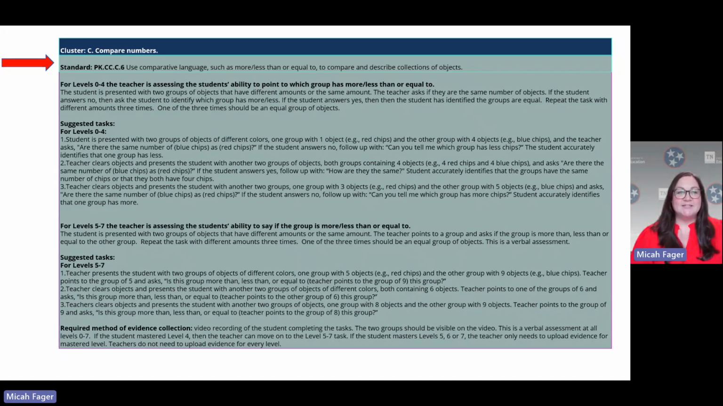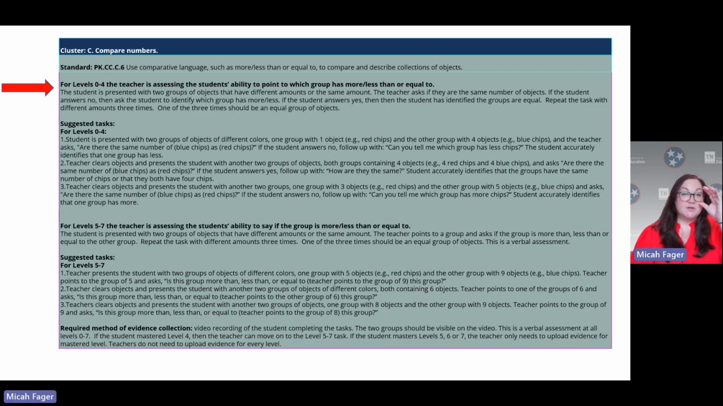This is the portfolio rubric guidance for pre-K standard CC-C6. Students use comparative language such as more than, less than, or equal to compare and describe collections of objects. When students are at levels 0 through 4, the teacher is assessing the student's ability to identify which group has more than, less than, or if the two groups are equal.